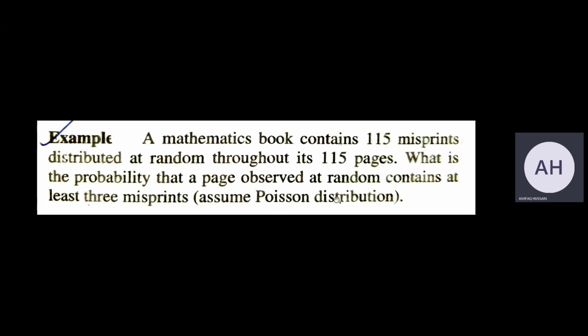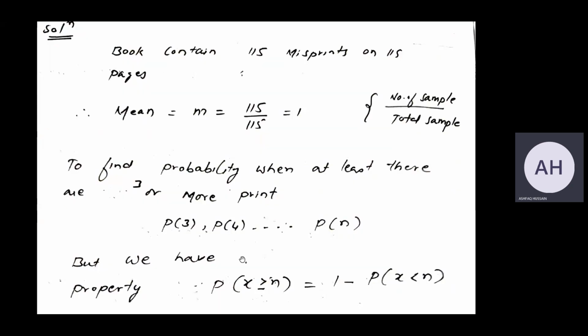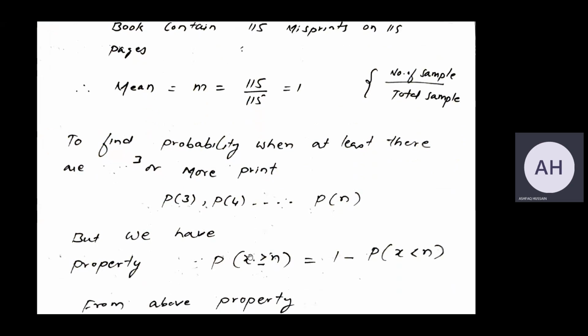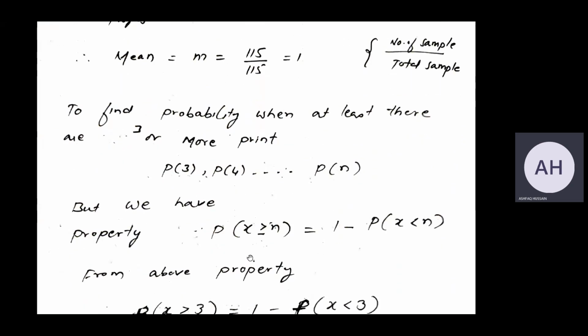So as per the question, what is the probability that a page observed at random contains at least 3 misprints? At least, he has not asked exactly. At least means there can be more mistakes, maybe 5, 10. So that's why we have taken this equation. So this is our second example for Poisson distribution.